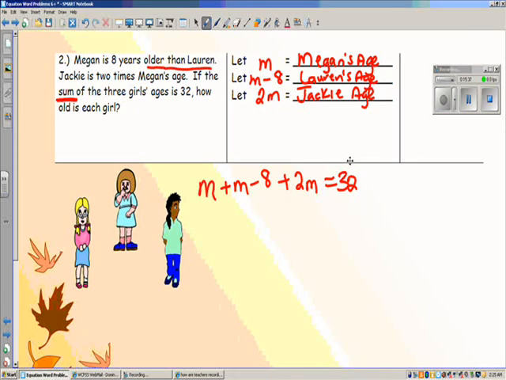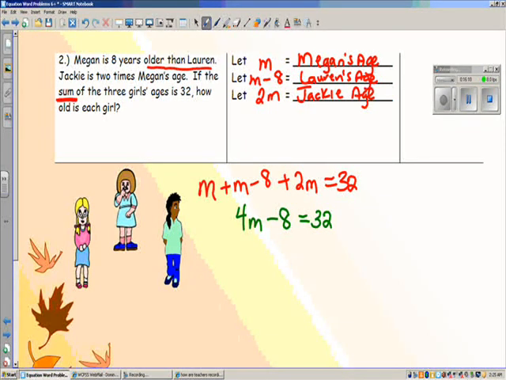Okay, next step, combine like terms. Here we have M plus 2M. What does that give us? 4M. Can I combine this minus 8 with anything? Nope, no other like terms on the left side of the equation, so I'll leave that. What about the right side of the equation? Do I need to combine anything there? Nope, I'll just rewrite 32.